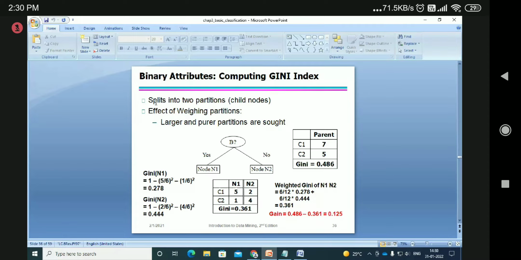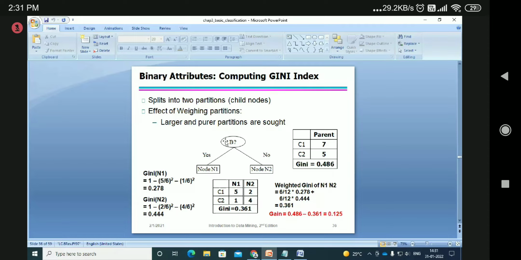So here you have a parent node split into two child nodes. Okay, it splits into two partitions at each child node. The reason why we are doing this is that we are interested in getting the purer node. So at the parent node here, we have 7 instances belonging to class 1 and 5 instances belonging to class 2. If you put that into the formula, you will get this Gini index.